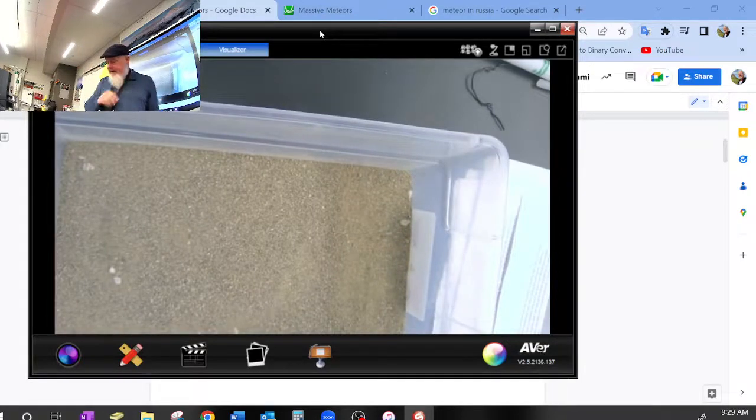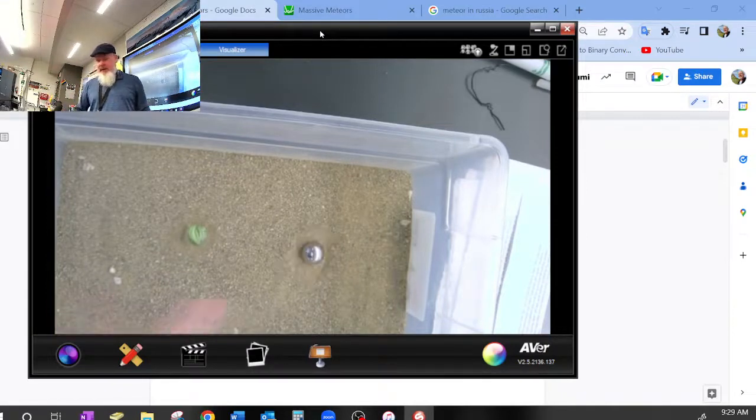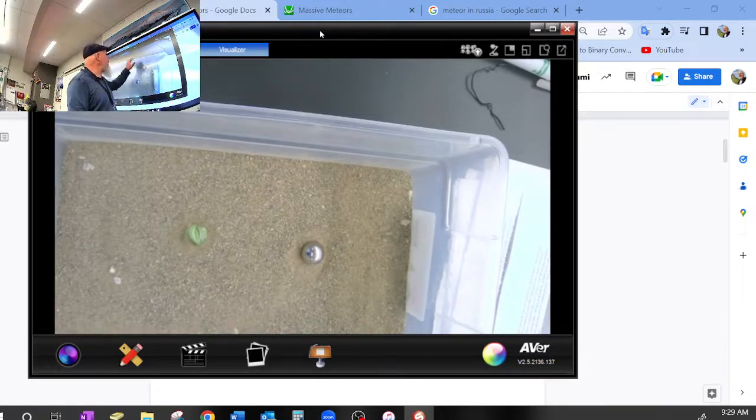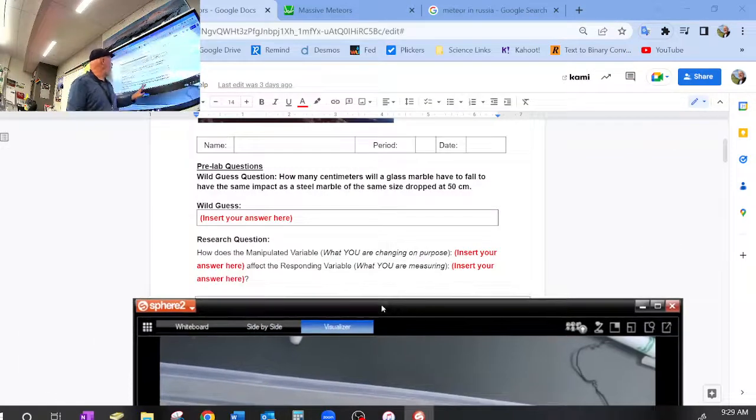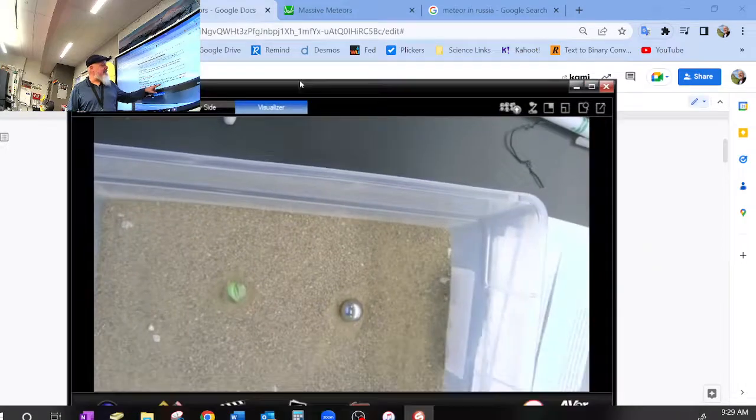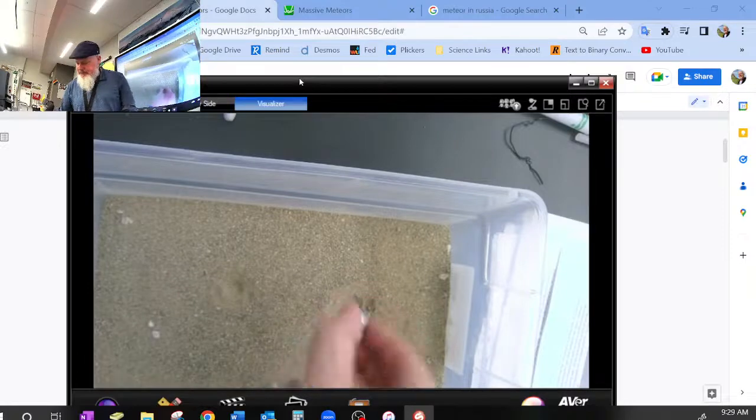And essentially what's going to be happening is that we're going to be dropping the glass marble and the steel marble into the sand. What are we going to be measuring? Well, the pre-lab question is how many centimeters will a glass marble have to fall in order to have the same impact as a steel marble that is the same size?